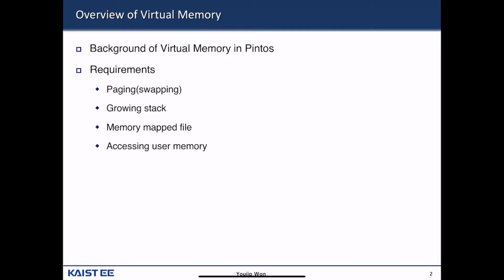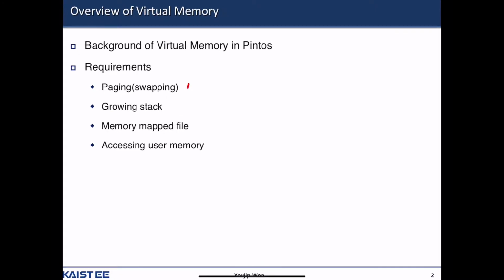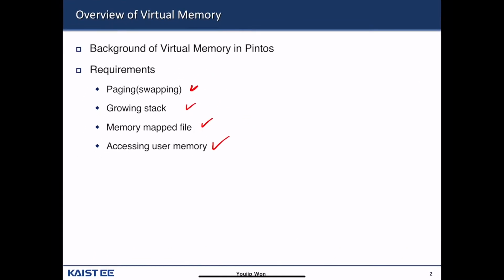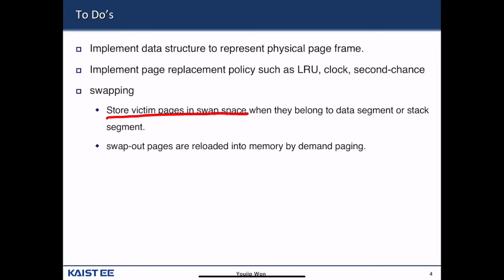Hi, in this lecture, we're going to cover 4 items: paging, growing stack, memory of the file, and accessing the user memory. The first part is swapping. Here, we basically need to do 3 things.